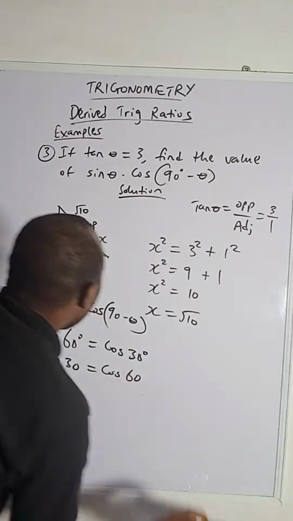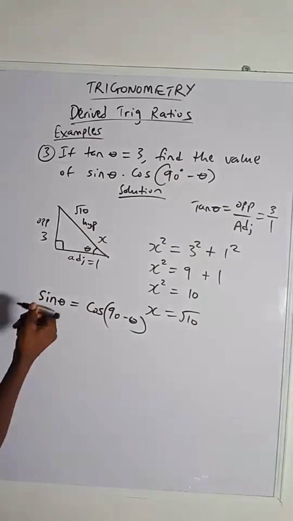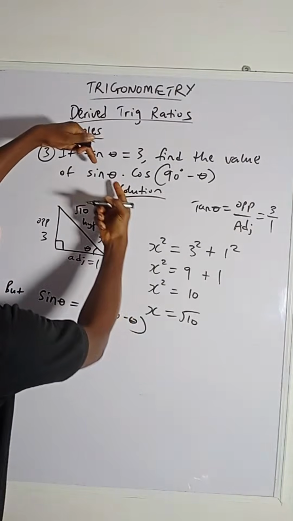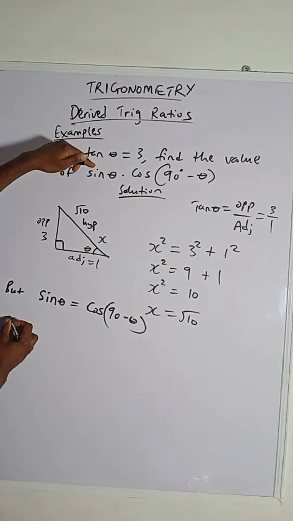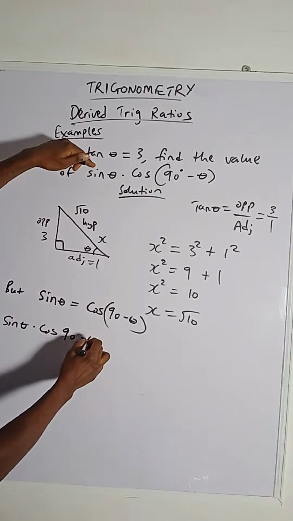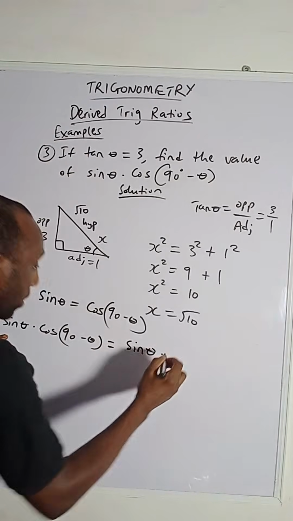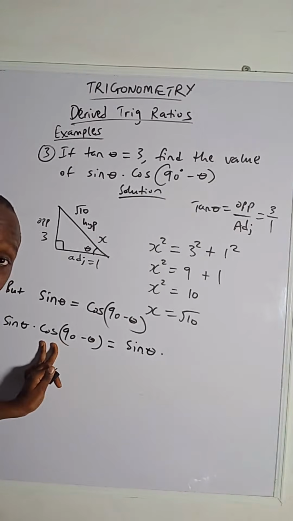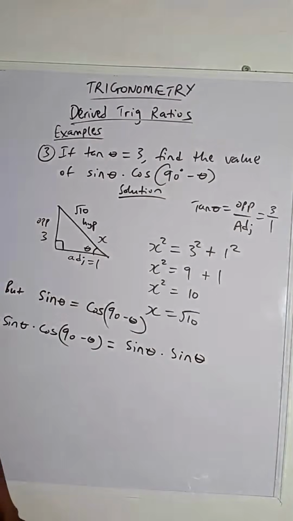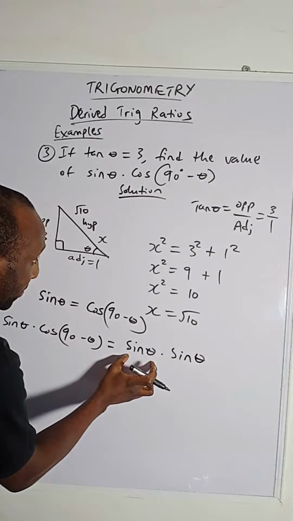That's what I'll do. Please, I need you to write here that sine theta is equal to cos 90 minus theta. So when I come here now, I'm going to have that sine theta times cos 90 minus theta will be equal to what? Sine theta times what? I'm replacing cos 90 minus theta and I'm putting what? Sine theta.